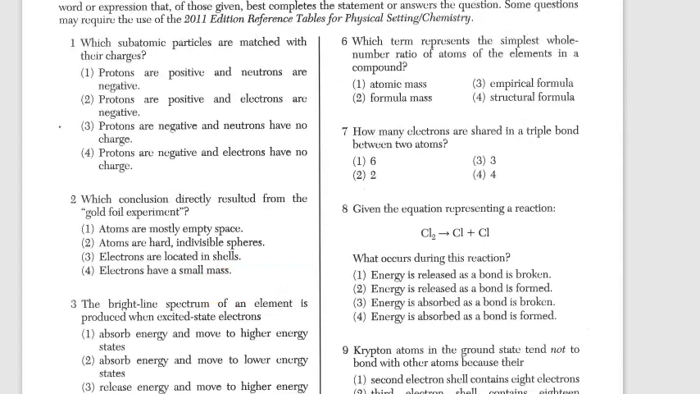All right, 6 is pretty much a straight definition. Which term represents the simplest whole number ratio of atoms of the elements in a compound? That's going to be your empirical formula. For number 7, how many electrons are shared in a triple bond between two atoms? When you have sharing, that's covalent bonding, that's 2 electrons per bond. But I have a triple bond, that's 3. 3 times 2 is 6.